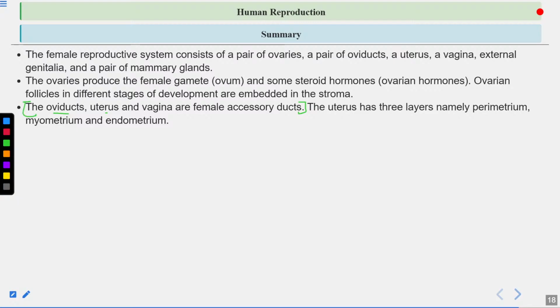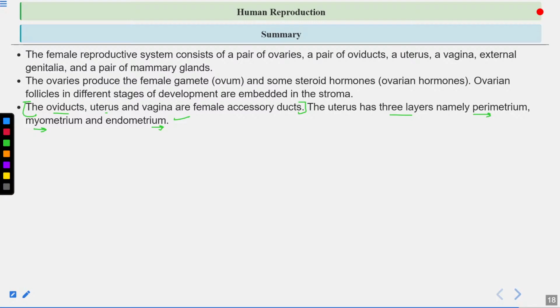Okay. Now, the uterus has 3 layers. The external is known as perimetrium, which is membranous. The middle one is known as myometrium, which is made up of smooth muscle cells. And then there is the endometrium, which is the innermost layer of the uterus.